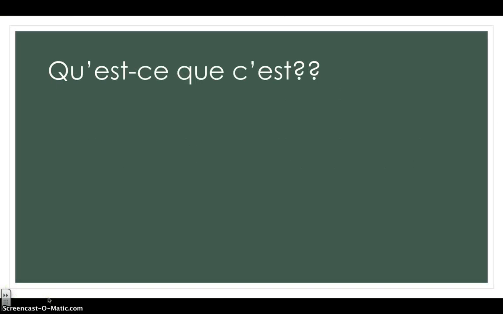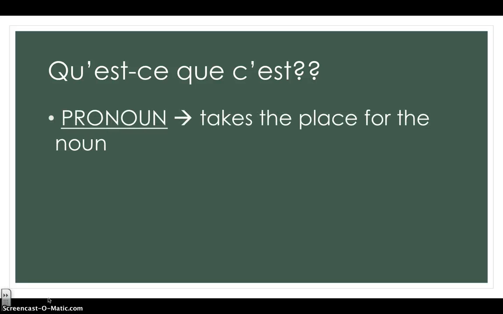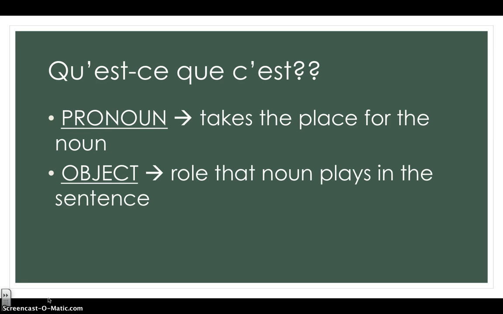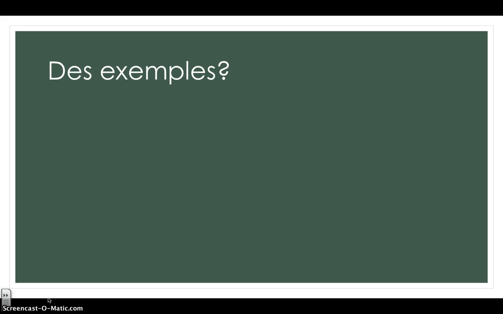Allons-y. Qu'est-ce que c'est? What is an object pronoun? Let's break it down. Pronoun means that the word is going to take the place of the noun. And when I say object, I'm referring to the role that they're playing in a sentence. Every sentence has a subject and usually an object. All right, so these are objects. They're receiving the action. And we have two different kinds that we're going to talk about: direct or indirect. And we'll talk about how you tell the difference a little later.